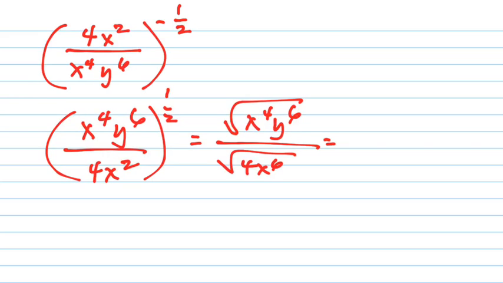Square root of x to the 4th is x to the 2nd. Square root of y to the 6 is y to the 3rd. Remember, because you just divide the exponent by the index. Square root of 4 is 2. Square root of x to the 6 is x to the 3rd. Am I done? Not quite. Why not?